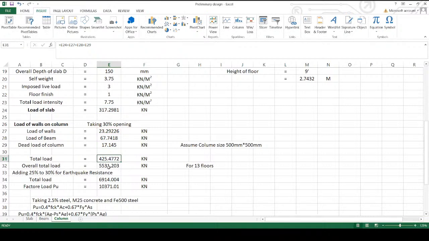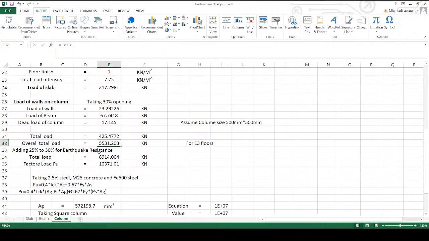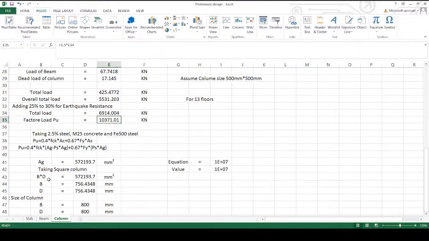The overall total load is, here, how many floors you have. I have 13 floors, so I multiply by 13. If you have 5 floors or 10 floors, then you multiply by 10. Then add 15 to 25 to 30% for earthquake resistance. Here I am adding 25%, so 1.25 times the overall total load, and the factored load is equal to 1.5 times these loads, and then you calculate taking 2.5%.